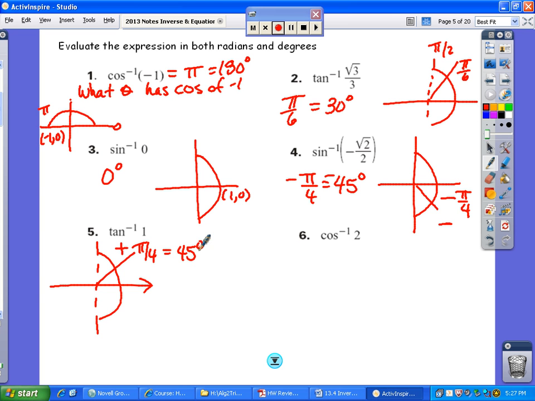All right, how about cosine? Cosine is restricted from 0 to pi. Now, what angle has a cosine of 2? Well, you're probably scratching your head right now. Cosine of 2? Well, it's not possible. Remember, cosine can only be between -1 and 1. So we can't have an angle with a cosine of 2. So that means this is not possible.